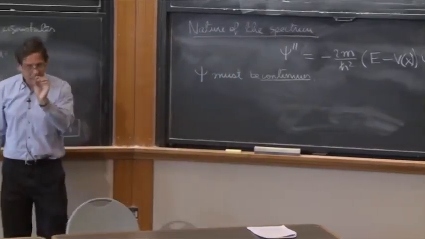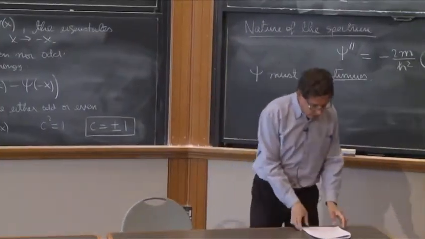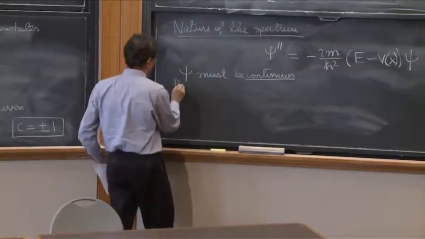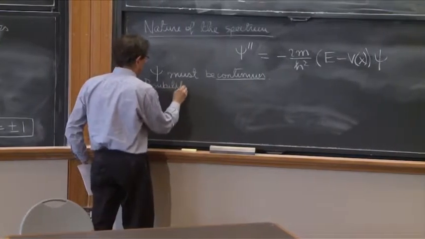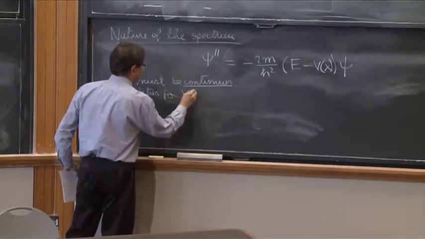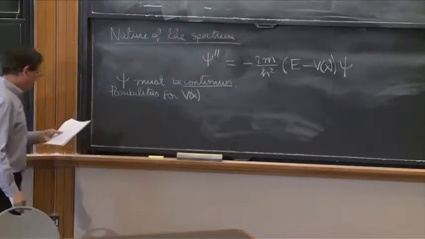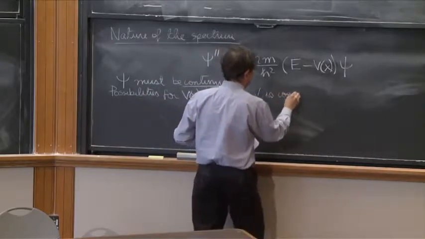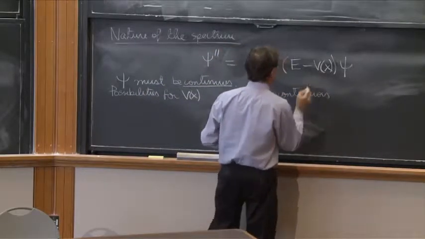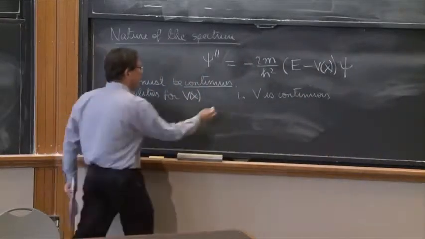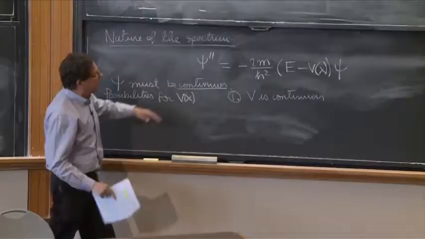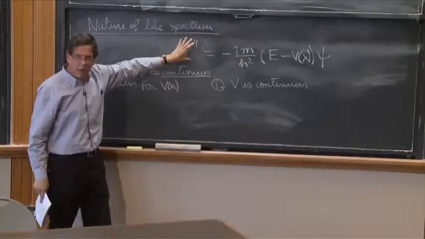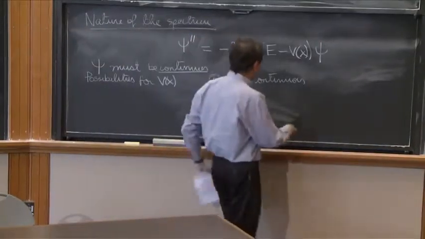Now, if psi is continuous, we will consider several possibilities for V of x. First possibility: V is continuous. So psi is continuous and V is continuous. If psi is continuous and V is continuous, this product is continuous, psi double prime is continuous, and psi prime is continuous.